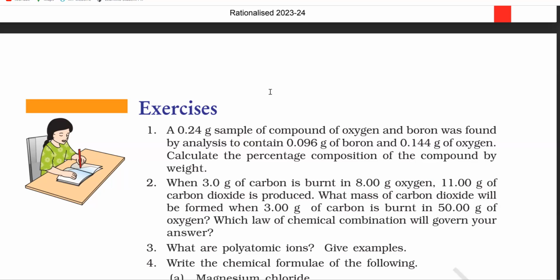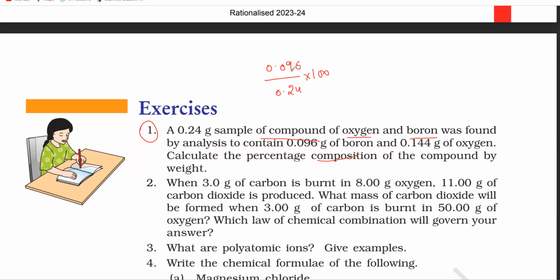Yes, sir. And how can you do this question number 1? You need to calculate the percentage composition of the compound. It is being asked that a 0.24 gram sample of a compound contains oxygen and boron. So you need to find out the percentage composition. So what you will do here is, percentage of boron is 0.096 upon 0.24 into 100. Okay, got it?